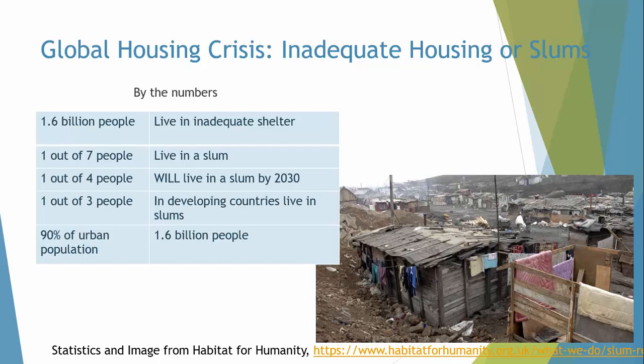By the year 2030, as more people move to these urban centers, 1 out of 4 people will be living in a slum at the current trend. In developed countries, 1 out of every 3rd person lives in a slum. So in developing countries, it's definitely more of an issue. A larger percentage of the population is living in a slum.